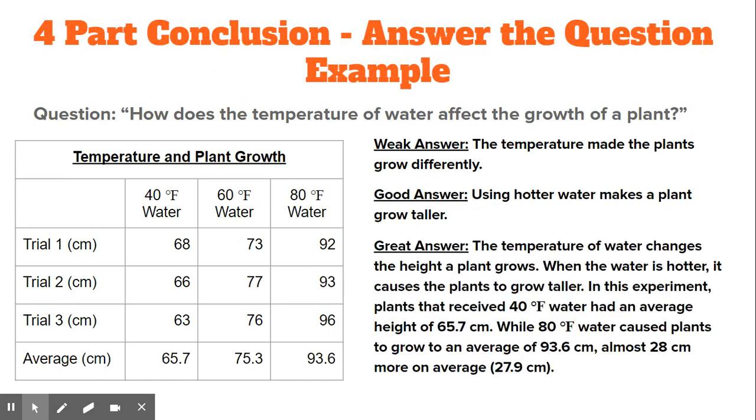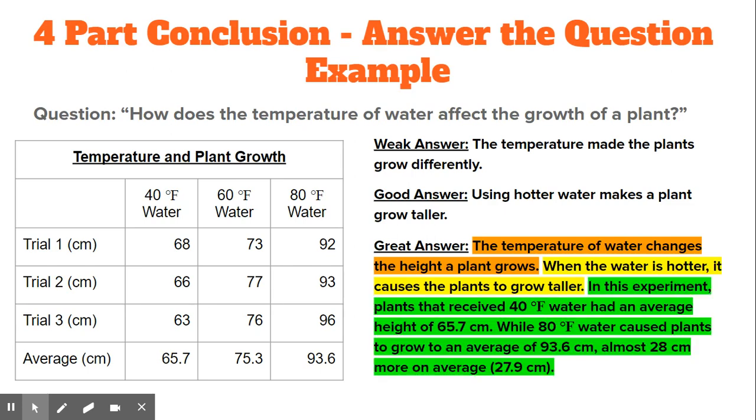A great answer, though, includes both of those weak and good answers and adds in data. So it states that the temperature changes the height the plant grows. It says it. Then it goes on to explain how it does that by identifying that when the water's hotter, the plants grow taller. So it identifies the relationship. And then finally, it includes data from the data table to support that idea of hotter was taller. They actually include the numbers that show this relationship.